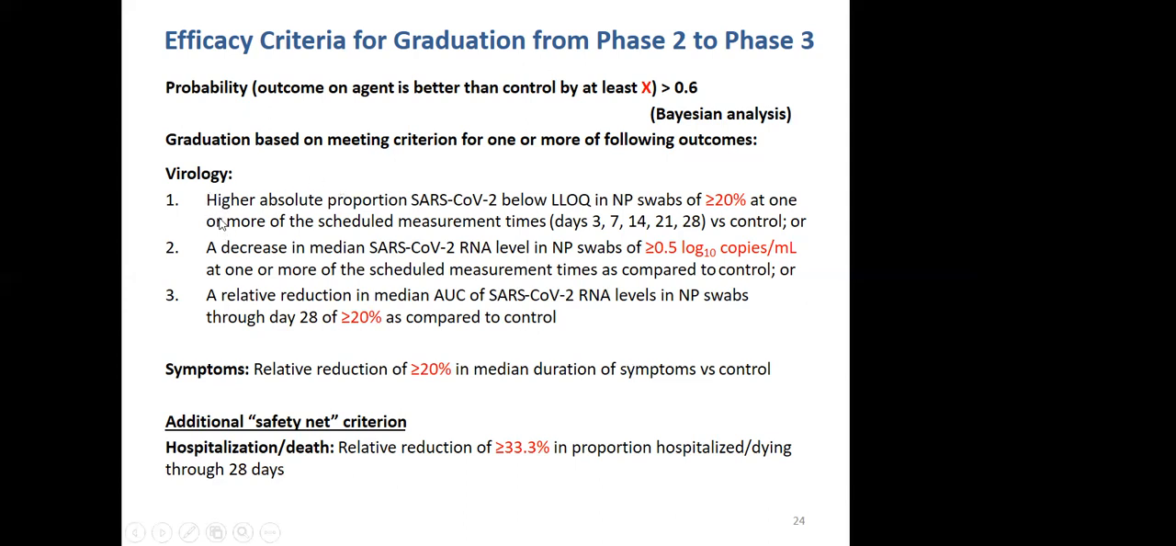So this is looking at the virology dichotomized. We can look at it quantitatively, and that's fine. But the caveat here is that at some point, the majority of people will be below the limit of quantification of the assay, so it's harder to use the quantitative information there. And then we could also look at some sort of AUC, area under the curve, of viral levels across the 28-day period.